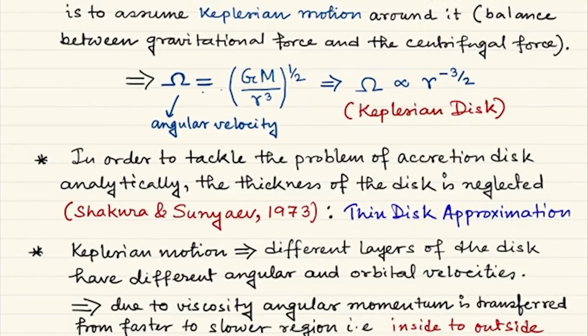Now, in order to tackle the problem of the accretion disk analytically, people tried to make this much simpler using some reasonable approximation. One approximation was very handy: the approximation of a thin disk. That is, the thickness of the disk is neglected when considering the dynamics of the disk. That does not say that the disk is purely two-dimensional, but it simply says that the dynamics of the disk, that means the mass motion, can sufficiently be studied in one layer.